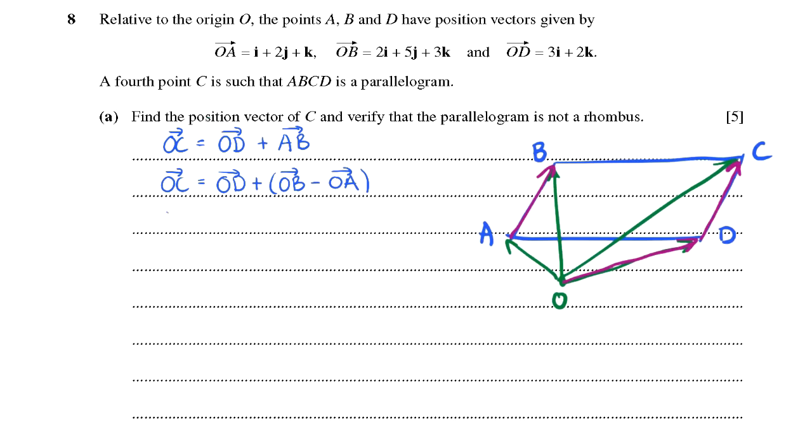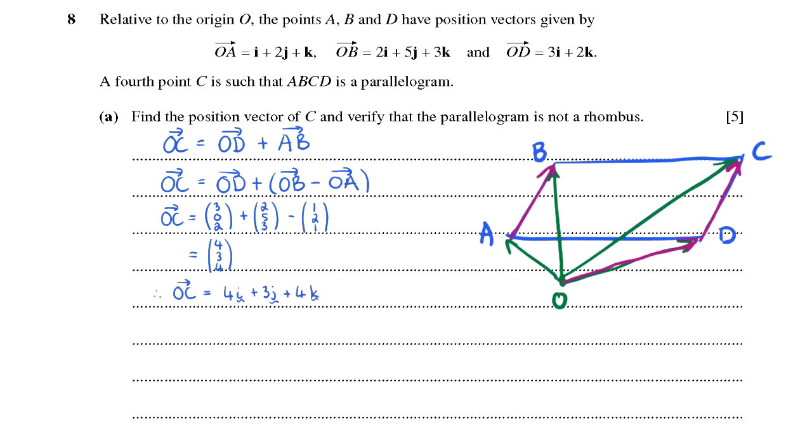Okay, so we will have OC is equal to OD, which is 3, 0, 2, plus OB, which is 2, 5, 3, minus OA, which is 1, 2, 1. When we add or subtract vectors, we add or subtract the relevant positions. So for x, we'll have 3 plus 2 minus 1, which is 4. For y, we'll have 0 plus 5 minus 2, which is 3. And for z, we'll have 2 plus 3 minus 1, which is also 4. So our vector OC is 4, 3, 4. We can write that using the unit vector notation: OC is 4i plus 3j plus 4k.